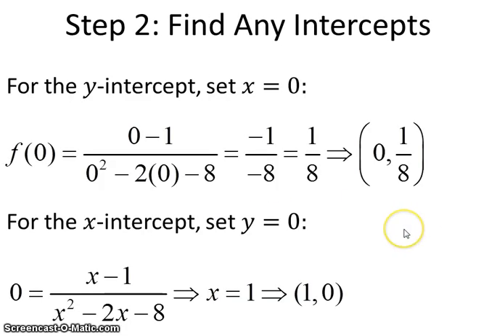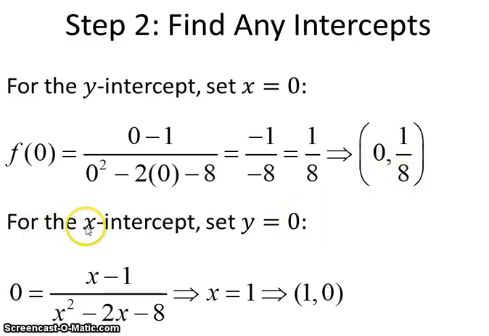So step 2, we're going to find the x and the y-intercepts, if there are any. This is just like finding the x and y-intercepts of any other graph. To find the y-intercept, we set x equal to 0 because we know that any point on the y-axis has an x-coordinate of 0. So we plug in 0 for x, simplify, and it looks like we get 1/8 as y. So our y-intercept is going to be 0, 1/8.